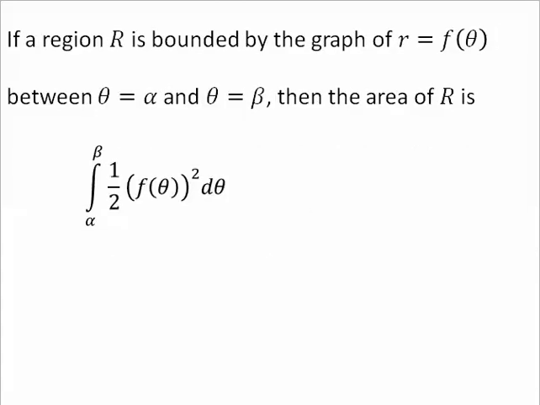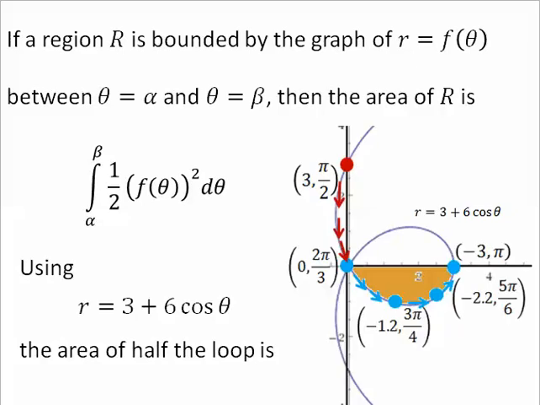If the region R is bounded by the graph of r equals f of theta, between theta equals alpha and theta equals beta, then the area of R is equal to 1/2 the integral from alpha to beta of the radius squared. So notice that there is no restriction on whether or not r is negative, positive, or 0. All right, so we're going to use this definition to find the area of the half loop.